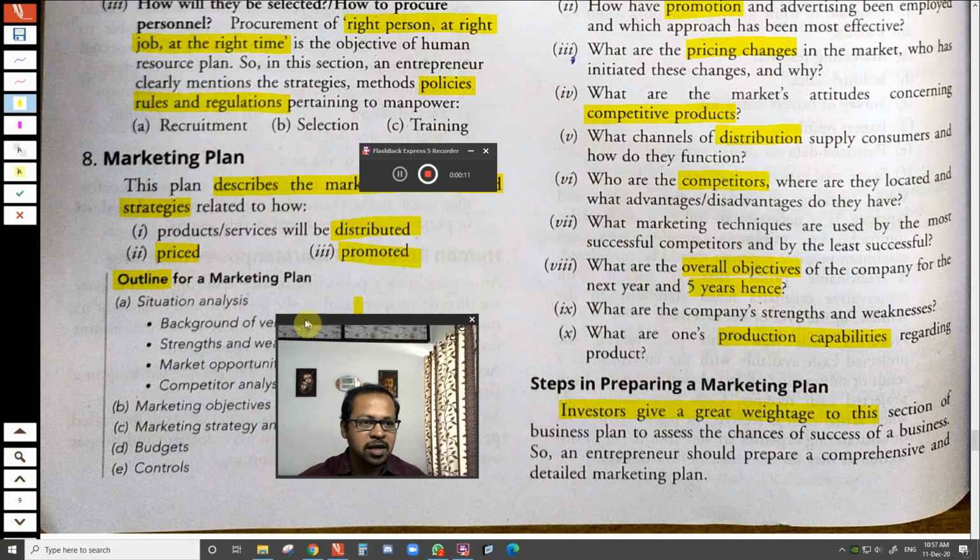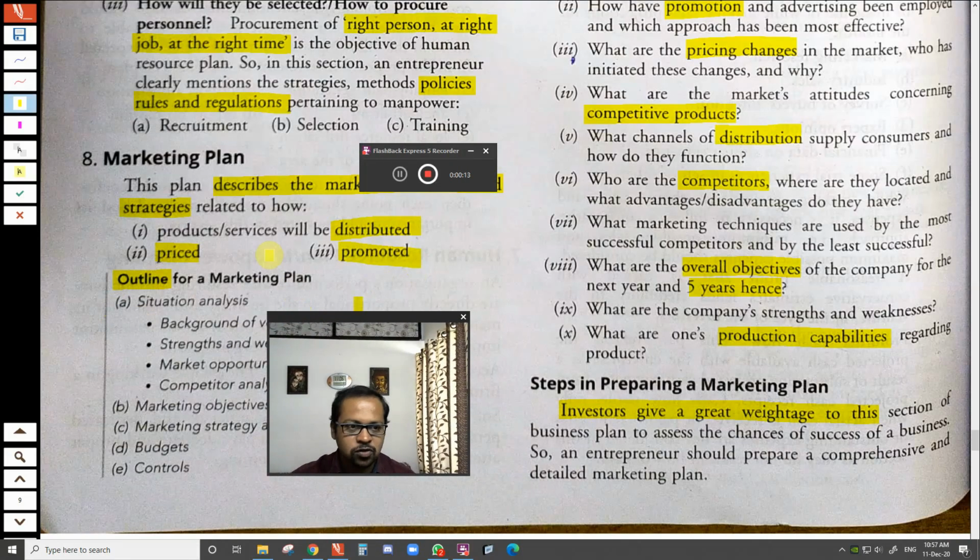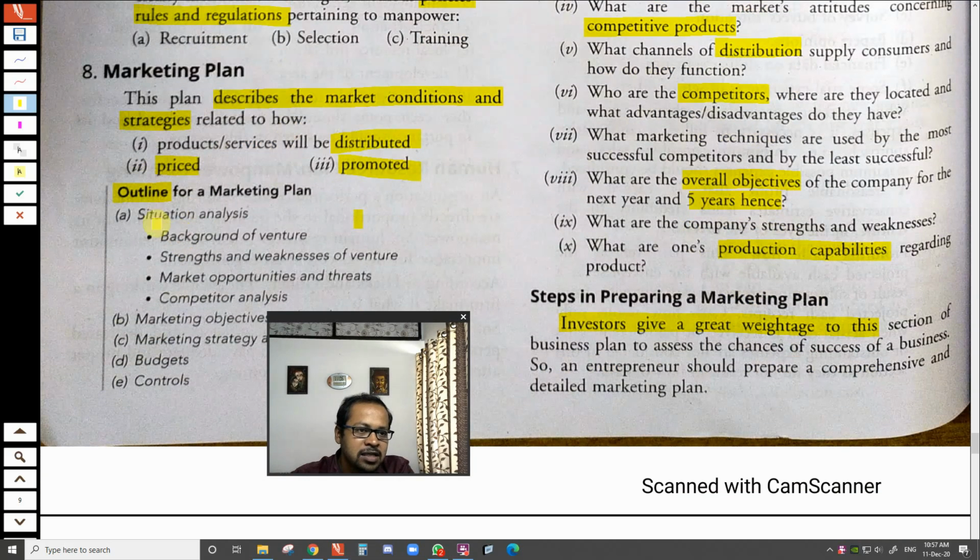So, in the business plan, content number 8 is the marketing plan. The marketing plan basically describes the market conditions and the strategies. It's very important because you have to sell something, only then can you generate revenue and have profits. It will mention the strategies about how your product will be promoted, distributed as well as priced. This is the outline of the marketing plan.